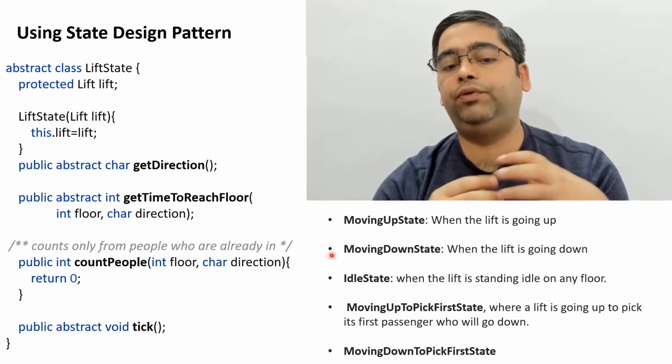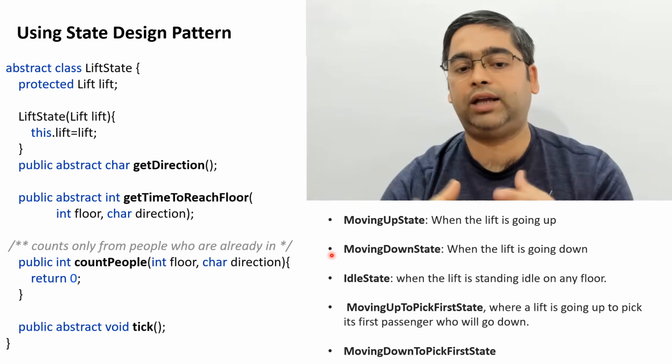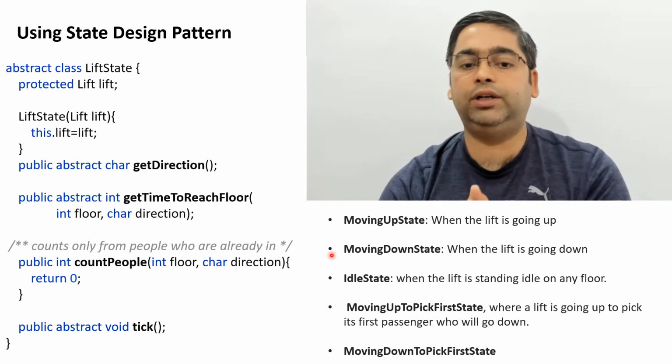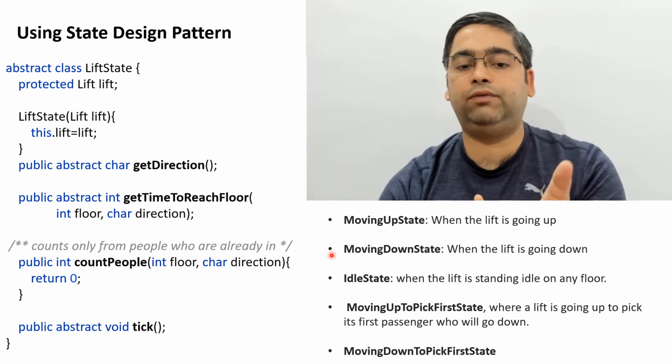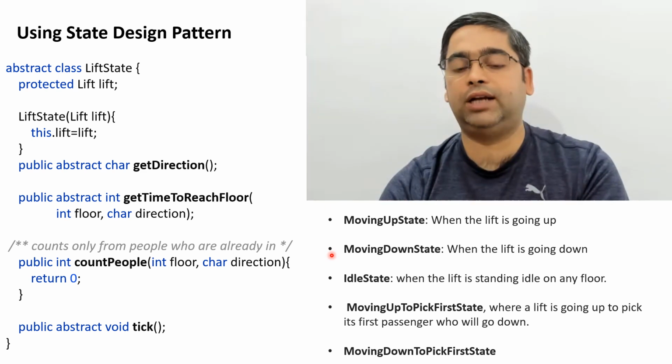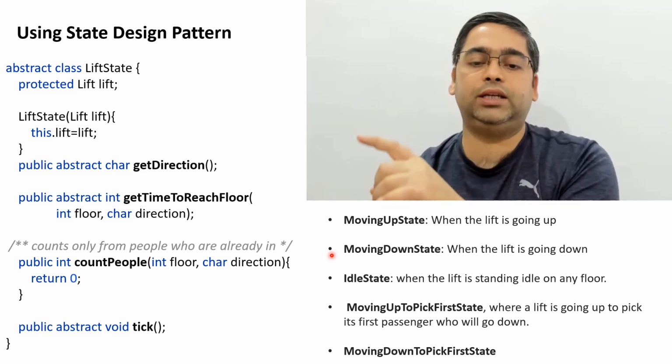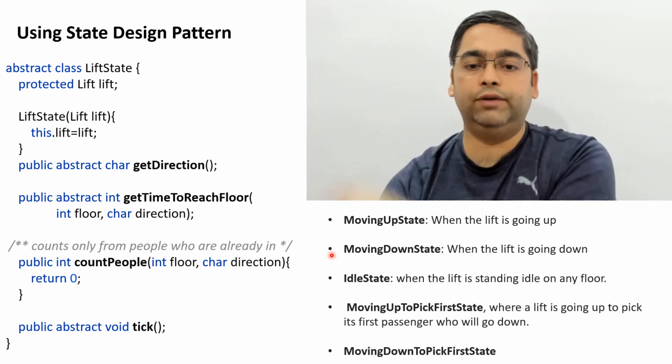But if you analyze a bit more, there can be 2 more states. The first one is, let's take an example. A lift is at floor 4, it is moving up, there is no one inside the lift, and it will pick up its first passenger at floor 8, who will eventually go down.